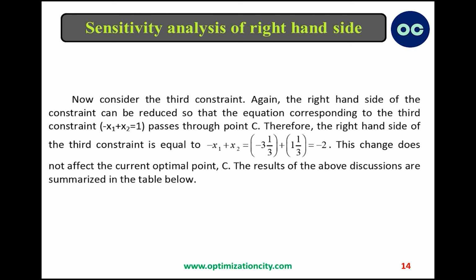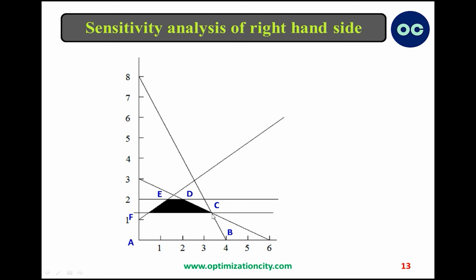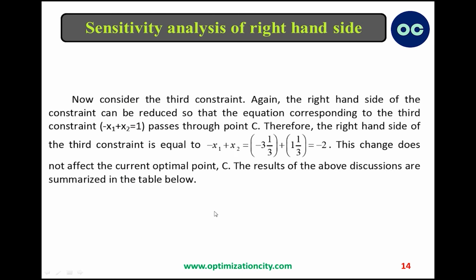Again, similarly, we can decrease the right-hand side of this constraint such that the equation here, minus x1 plus x2, which is equal to 1, the third constraint, passes through point 3. So the right-hand side of the third constraint becomes, you just need to plug in point C in this equation. What is point C? Point C is here, x1 is 3.3 and x2 is 1.3. This is the coordinate of point C. So, therefore, the right-hand side of the third constraint becomes minus 2 by doing this calculation.